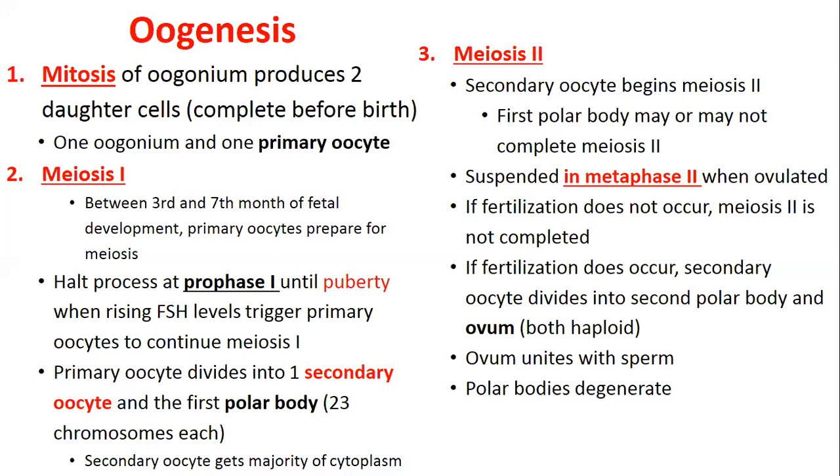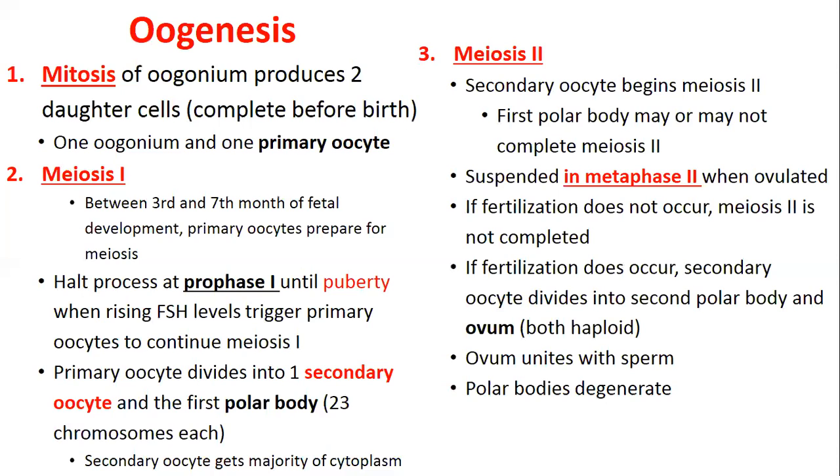So at puberty, FSH levels rise, and that triggers the primary oocytes to continue with meiosis 1. The primary oocyte divides into one secondary oocyte and something called the first polar body, which is a structure that doesn't do much from this point forward. And each of them has 23 chromosomes. So these are haploid cells at the end of meiosis 1, like a typical meiotic division.